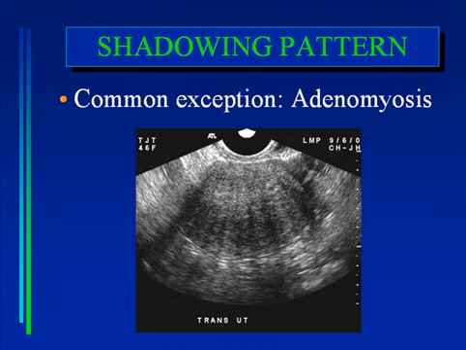and probably the most common exception is to see this shadowing pattern in the setting of adenomyosis. This is a patient who has the shadowing pattern but does not have a focal mass. Rather, the pattern is diffuse, the abnormality in the uterus is diffuse, and when you don't see the shadows coming from a focal mass, consider the possibility of adenomyosis.